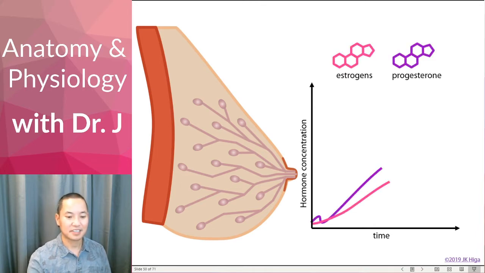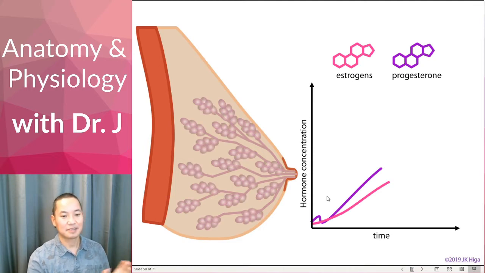Now, what happens here? Now we have an increase in estrogen. So a woman is pregnant. Now levels of estrogen and progesterone go through the roof. These are levels you wouldn't normally see during a normal menstrual cycle without pregnancy. And that makes sense. Why?